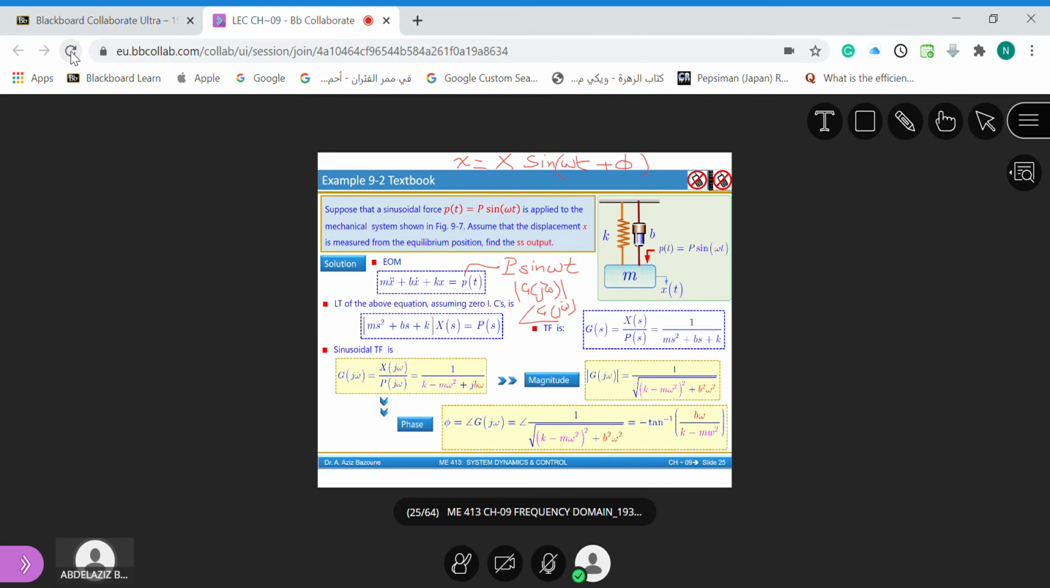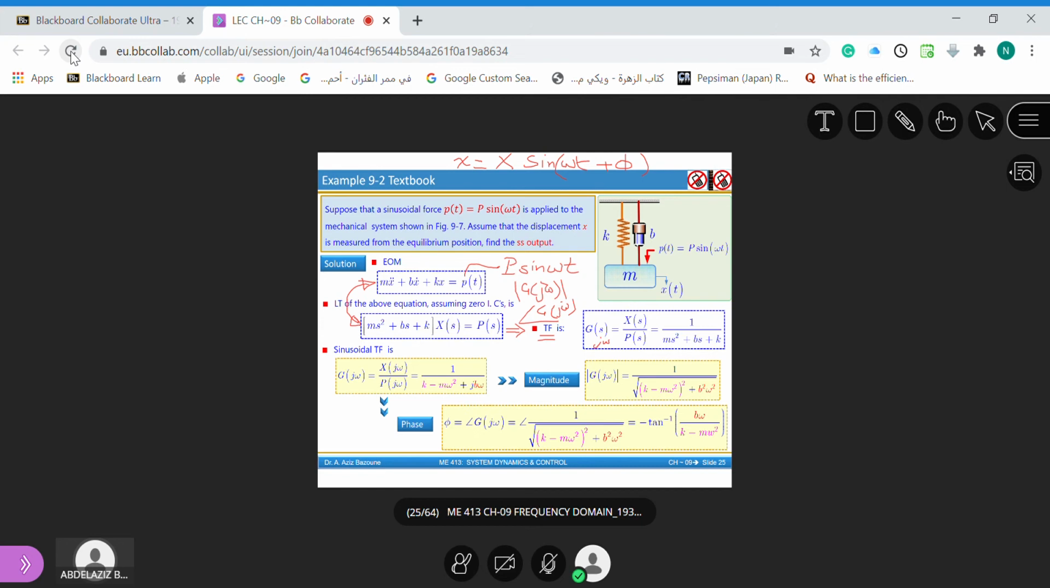Now, if we take the Laplace transform of both sides, we will have m s squared plus b s plus k times X of s equal to P of s. And if you take the Laplace transform here, the transfer function will be simply 1 over m s squared plus b s plus k. For the sinusoidal transfer function, you substitute s is equal to j omega.